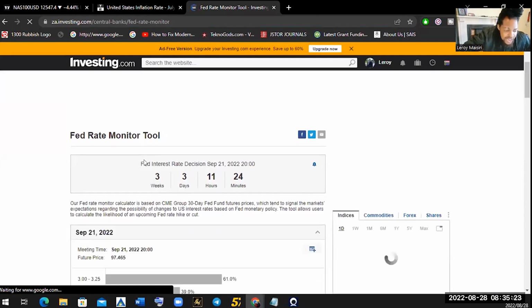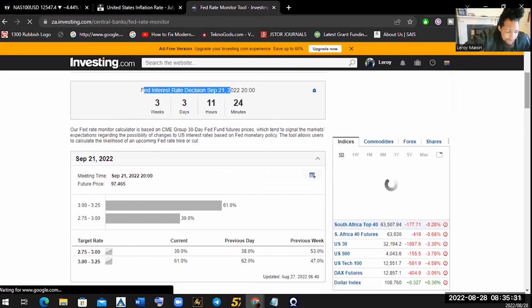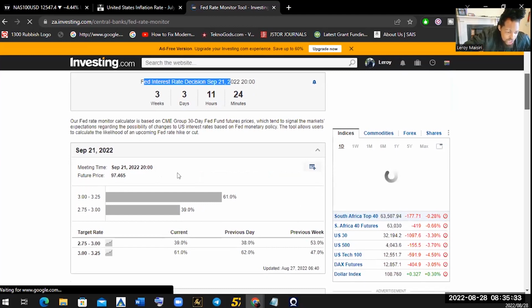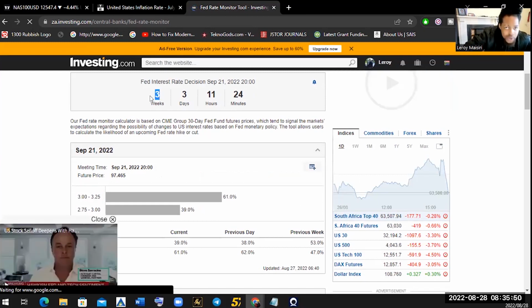The next Fed interest rate decision is 3 weeks from now. After Friday, you can see that most people are anticipating the rates jumping from 2.25 to 3, maybe even more. People are saying we're probably going to get a 75 or 100 basis point rate hike on the 21st of September, 3 weeks from now. How much time is 3 weeks? Roughly 21 days plus 3 days, so let's call it 24 days. Roughly a month from now.